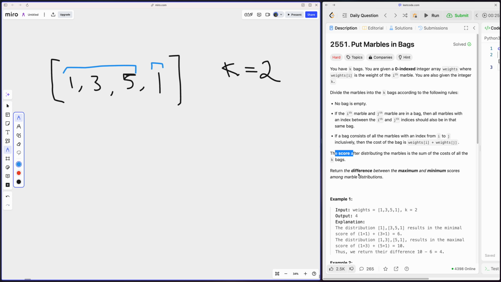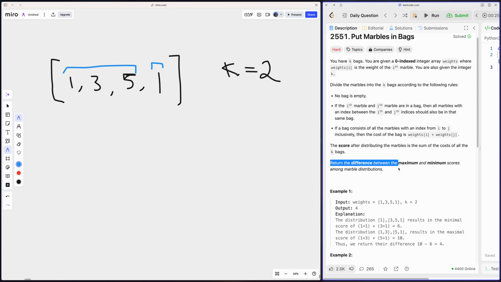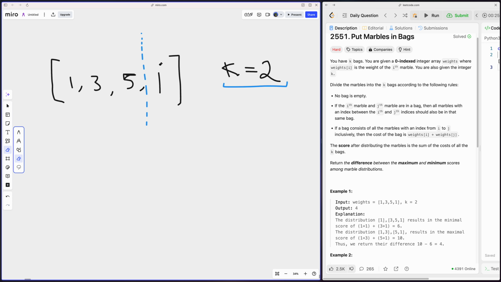Okay, and then finally they want to return the difference between the maximum and minimum scores amongst the marble distributions. So to tackle the problem, the first observation that you need to make is that when they want 2 bags, that means they want a split, right? And we know that the first and last of the array will always be in the answer, right? Because that's where we have to start.